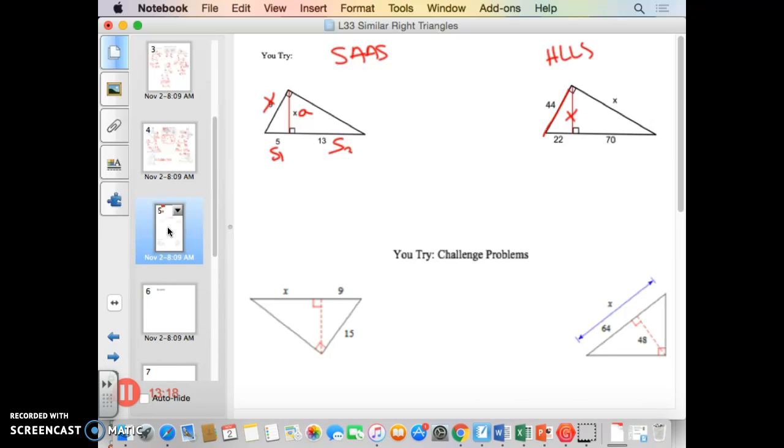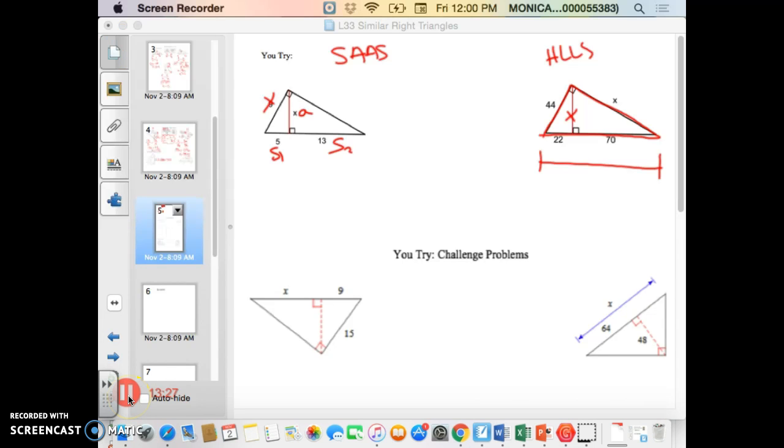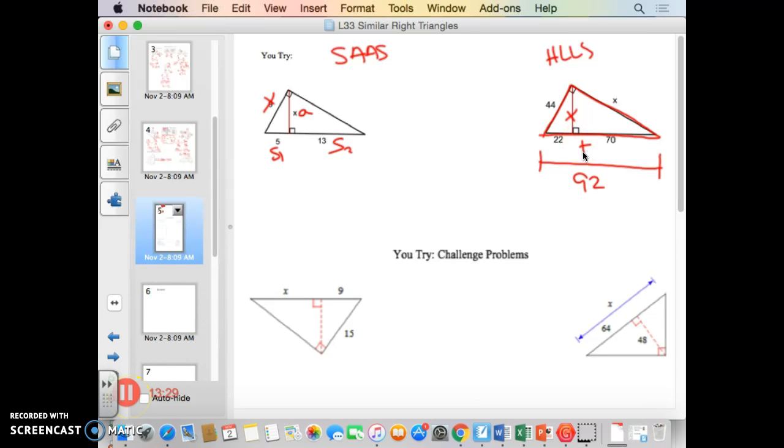So I'm going to look at the big triangle first. This is my hypotenuse. So I actually have to add those together. You will have to add these together, which is 92. And so this is my H. All right, now I got to look. My L has to be this because that's what I'm looking for. And then I need my S. So I could either use 22 or 70 as my S. Well, I have to use this one here because if I'm using this triangle as my leg, I have to use this as my S.